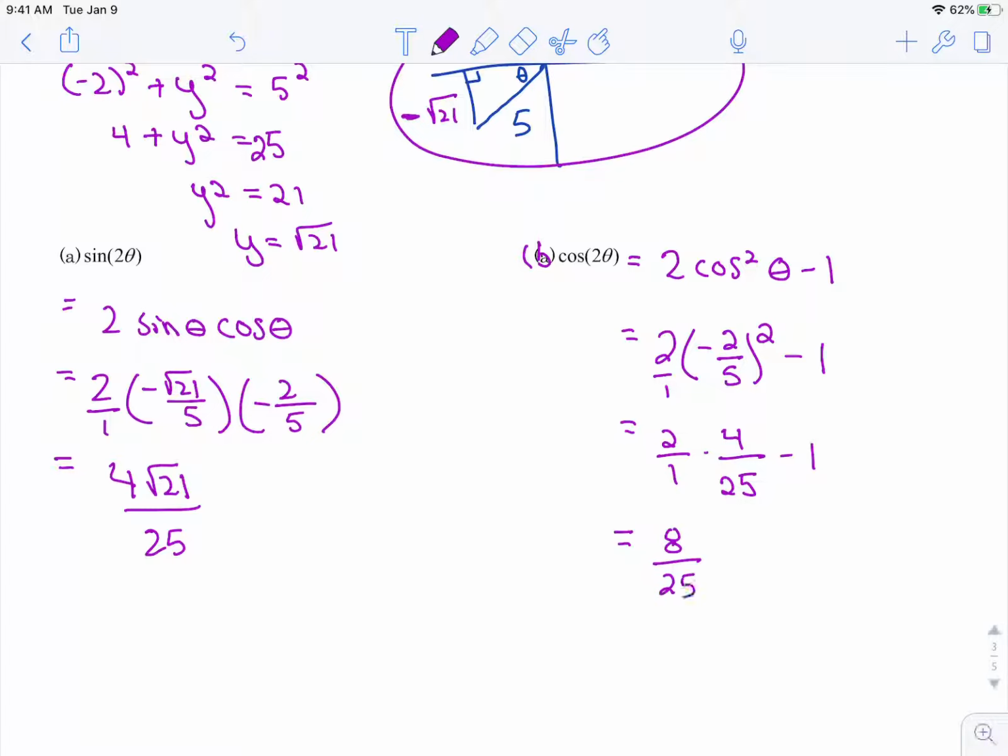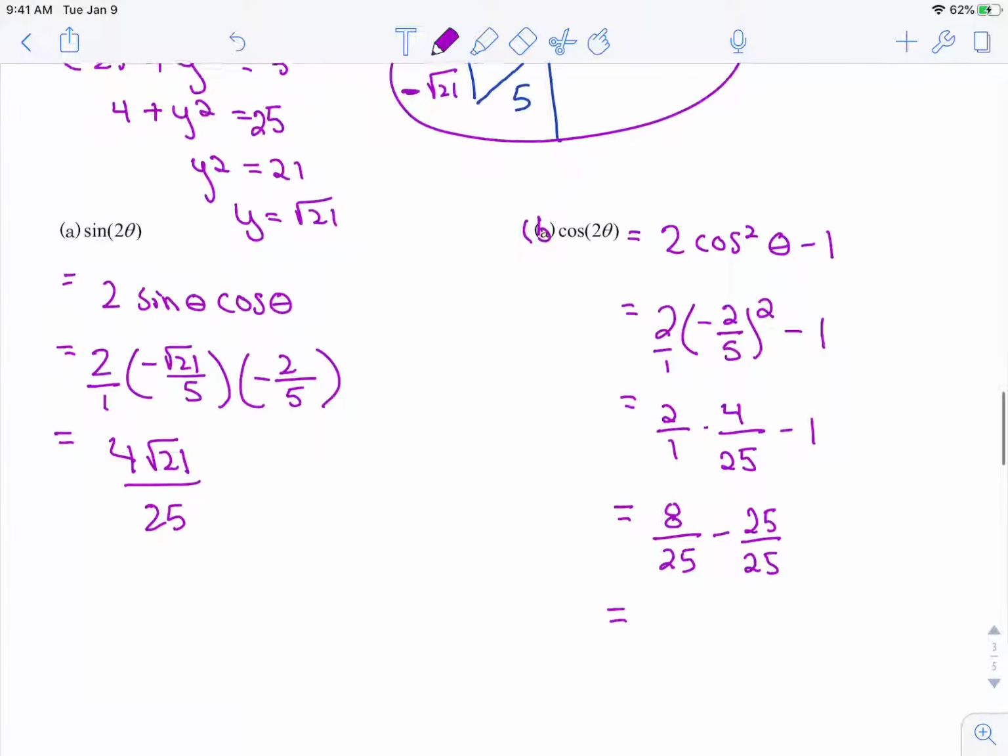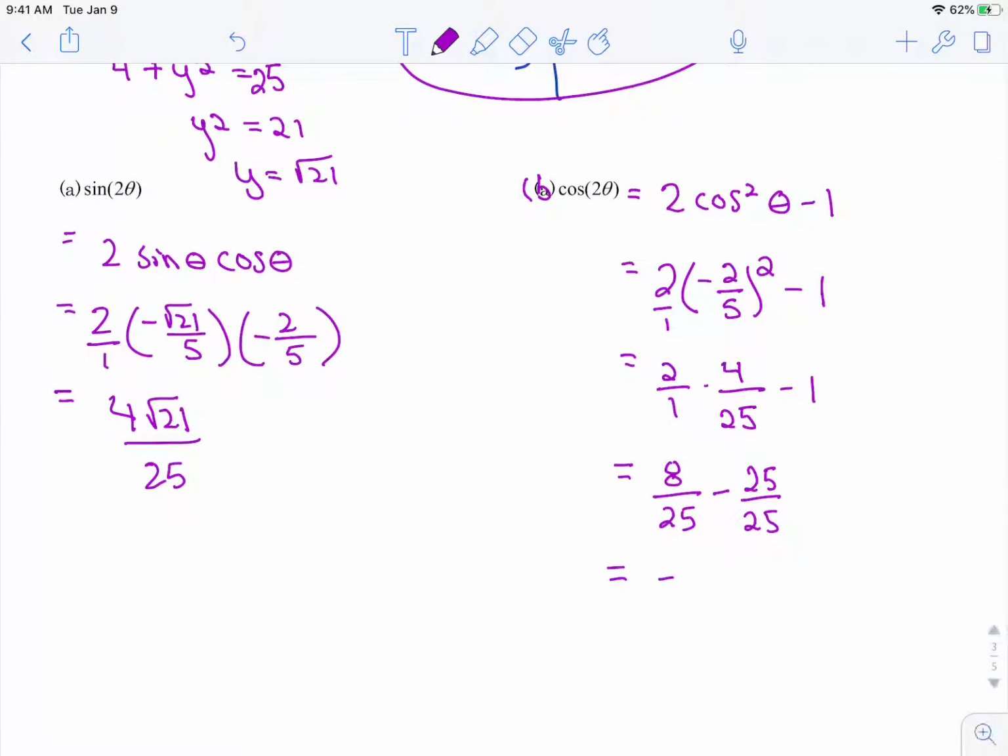Well, I have to take away that 1, but we need a common denominator. So that's going to make this 25 over 25. And so 8 take away 25 is a negative 17 over 25. So this is my double angle for cosine based off this triangle.